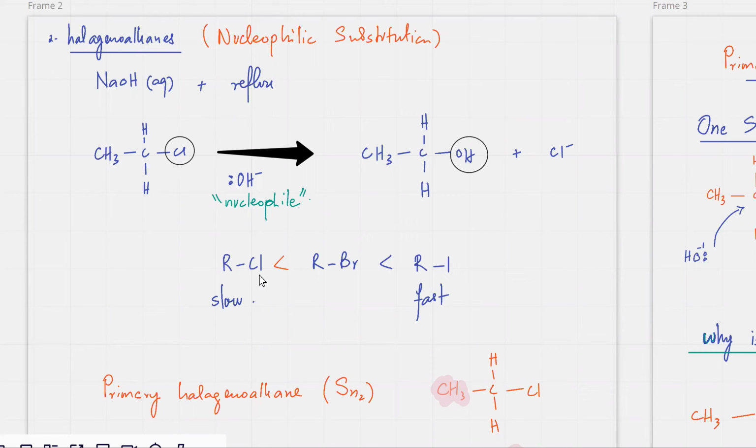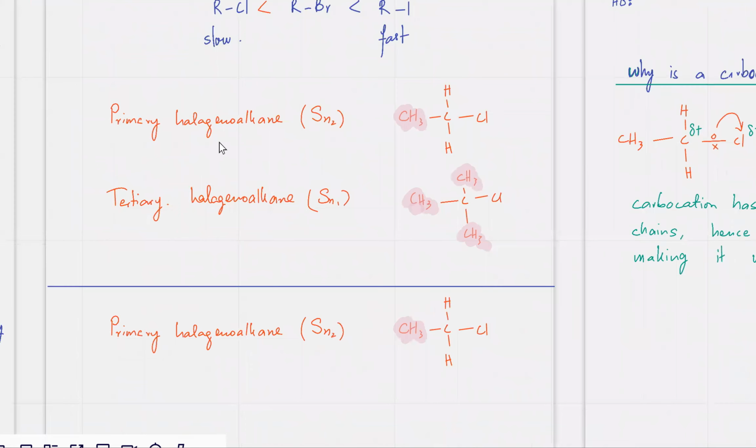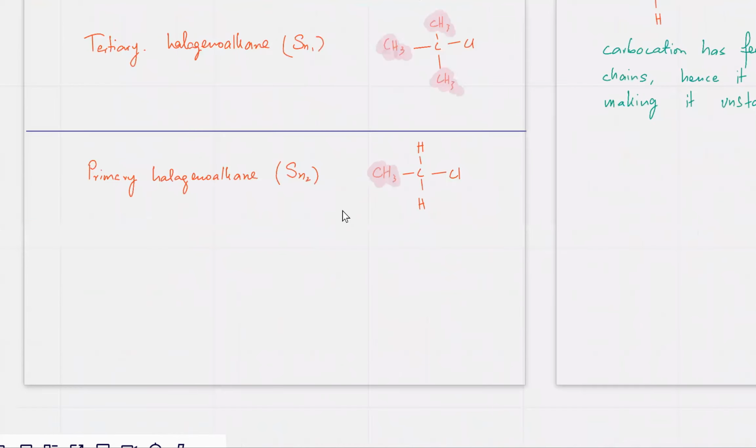And in halogenoalkanes, the Cl reaction would be relatively slow and the I reaction would be relatively fast because this one has a weaker bond. Anyways, in AS, you studied two types of mechanisms. One was that you're going to have primary halogenoalkanes and they would have SN2 mechanisms. In a primary halogenoalkane, the carbon which has the Cl, the alpha carbon, is going to be bonded to just one carbon chain. And you're going to have tertiary halogenoalkanes, which would have SN1 mechanisms.